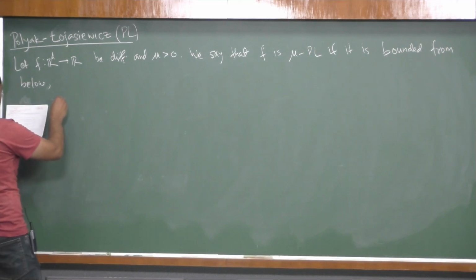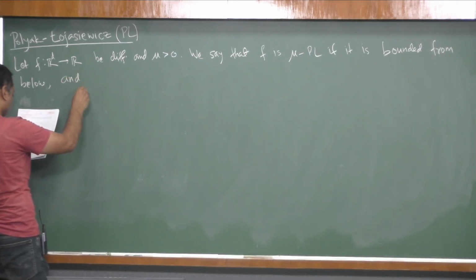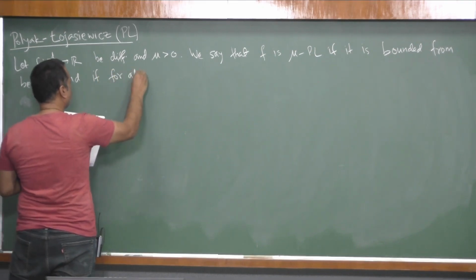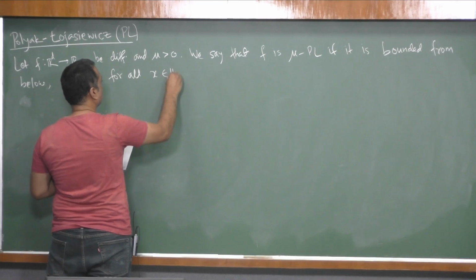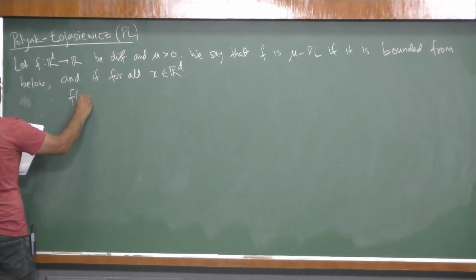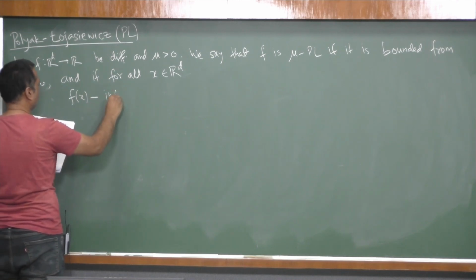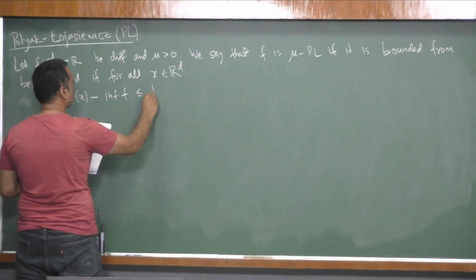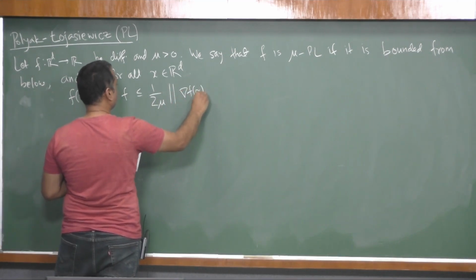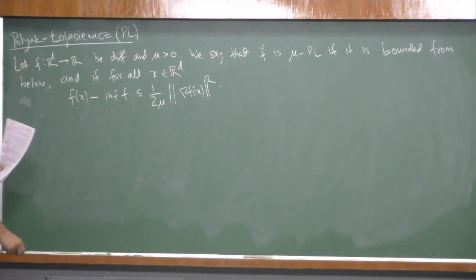So bounded from below, and if for all x in R d, f(x) minus infimum of f is less than or equal to 1 by 2 mu norm grad f(x) squared. Okay, this is the Polyak PL condition. It's called the PL condition.